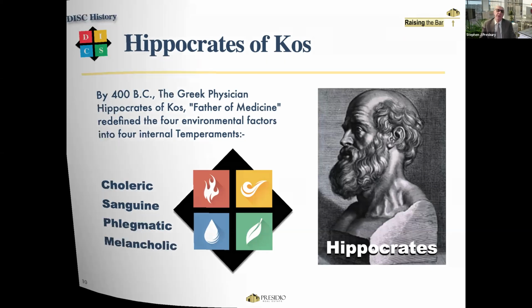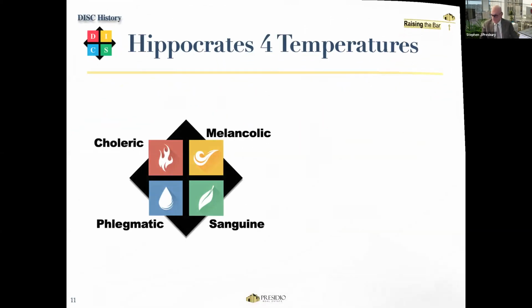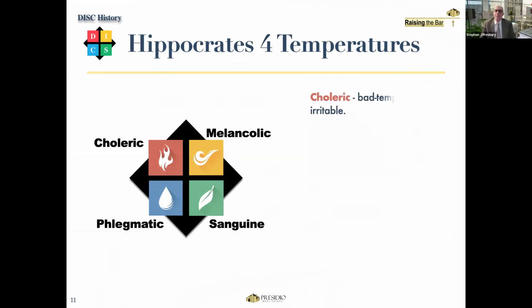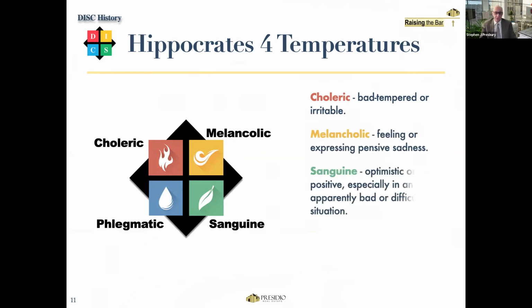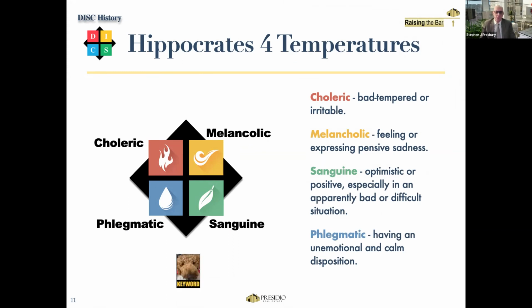He put these together with the original platform that was worked on, and this is what he came up with. Choleric was bad-tempered or irritable. Melancholic was a feeling or expression of pensive sadness. Sanguine, optimistic, positive, especially in apparently bad or difficult situations, and phlegmatic, having an unemotional and calm disposition. So these 4 temperaments is what he worked on.